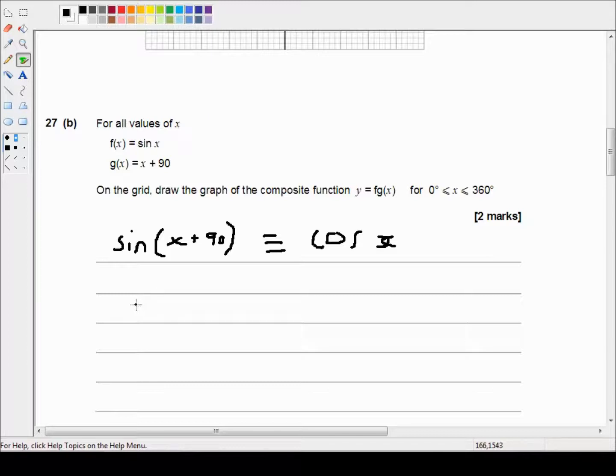So if we're plotting x, and we're plotting, we could either draw sine of x plus 90, or we could just do cos x. And so we're starting from 0 degrees, and it's going up by 90 degrees, so 90, 90 plus 90 is 180, 180 plus 90 is 270, 270 plus 90 is 360.